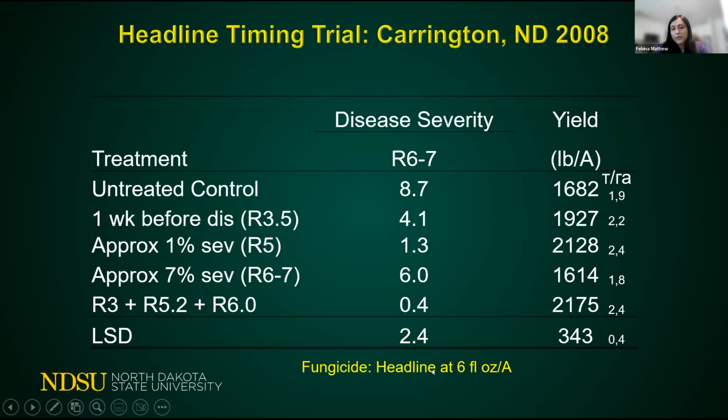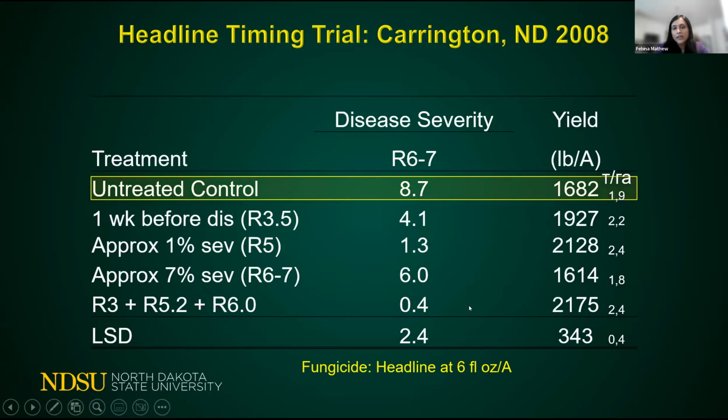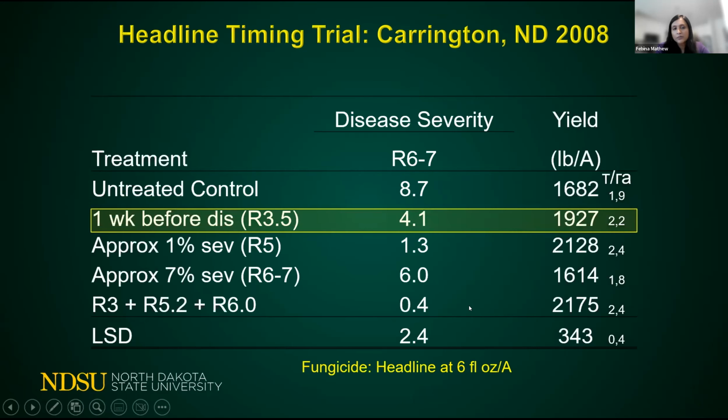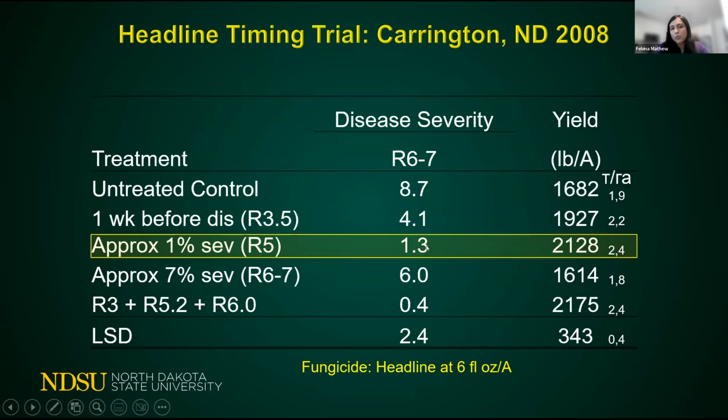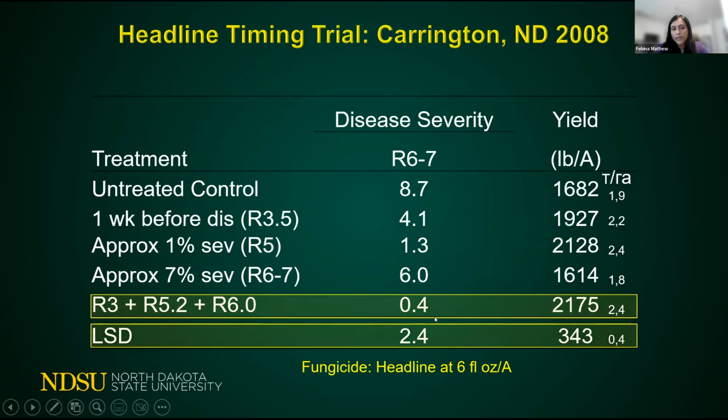So going back to Headline at 6 ounces per acre, pyraclostrobin seems to be effective. I just have some data here suggesting that spraying a week before leads to lower disease severity: 1.3% as opposed to 8.7% when no fungicides were sprayed.